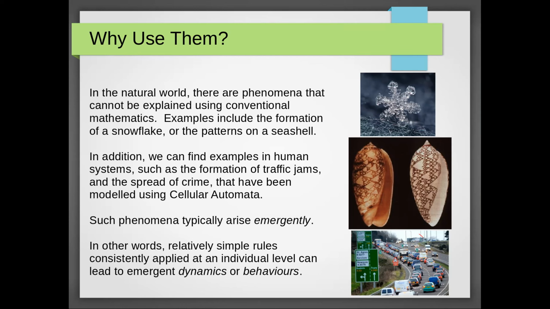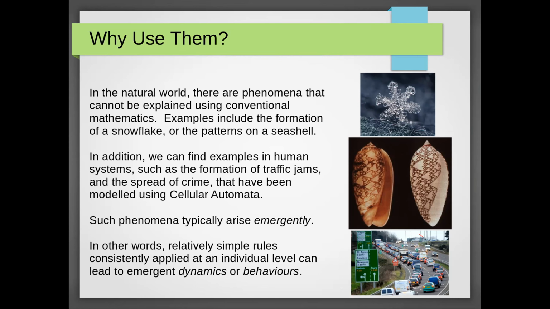And we can also see certain phenomena within our human world, in human systems, things like the formation of traffic jams or the spread of crime, that this approach of using cellular automata can actually help explain where conventional mathematics can't. So you can develop a cellular automaton that will show you how a snowflake forms or how a pattern on a seashell forms, and I'll show you quite a stark example of that in a moment. And it's because of the slightly different way in which cellular automata work compared to conventional mathematics.